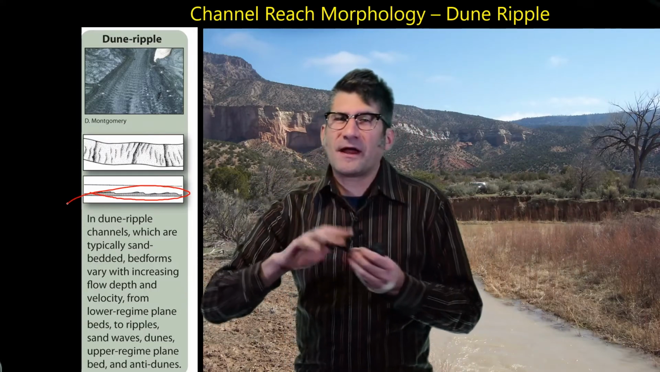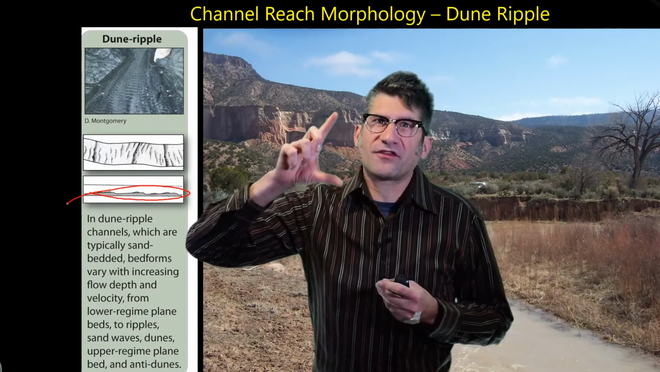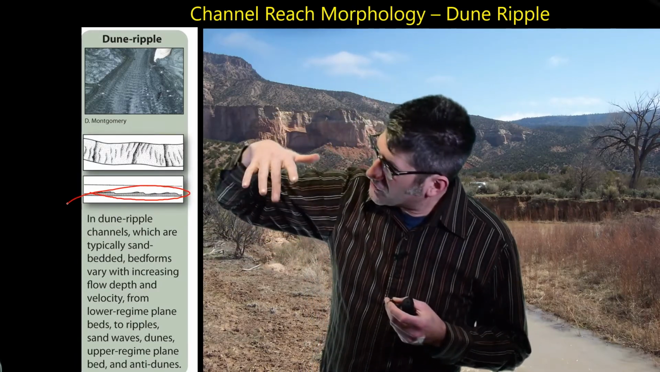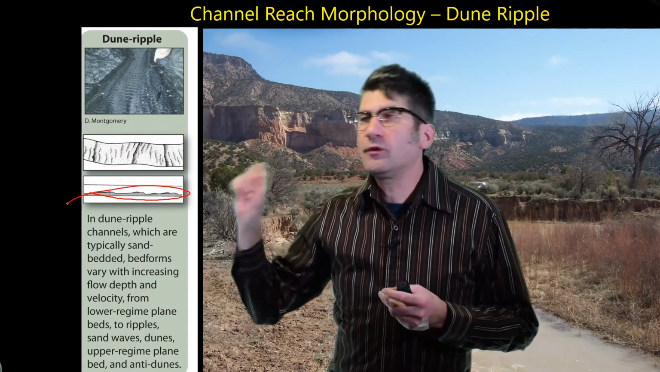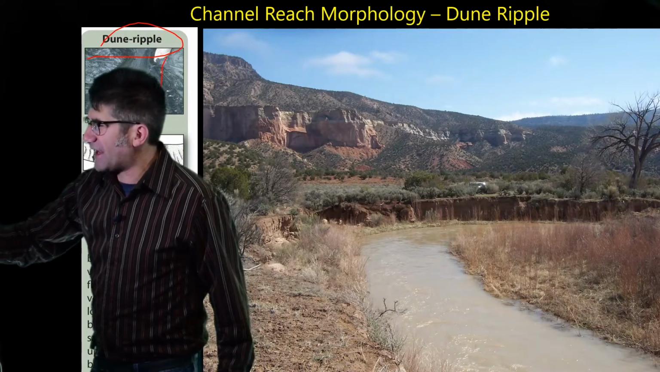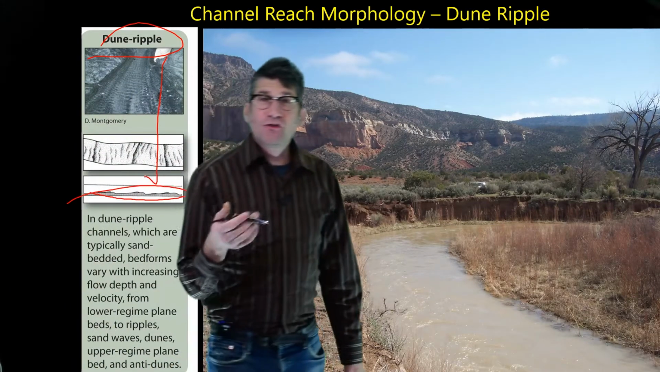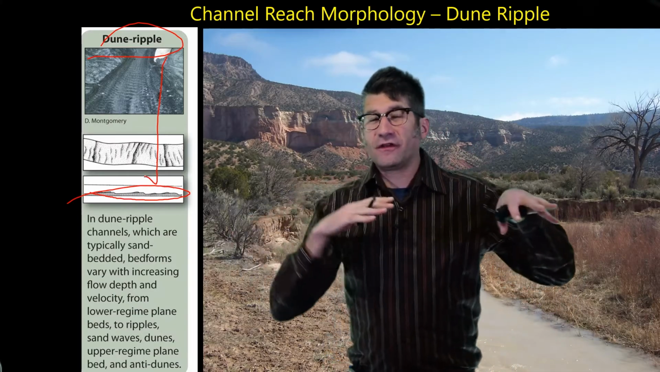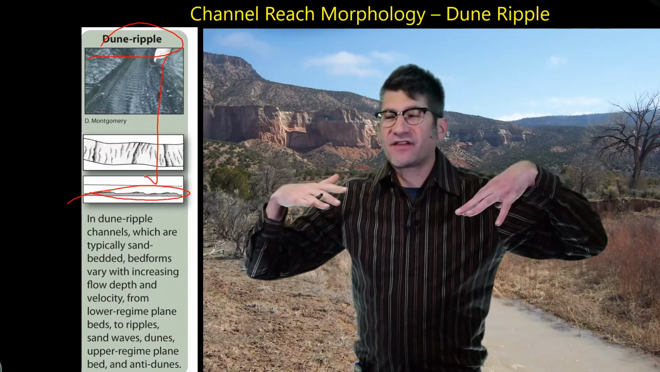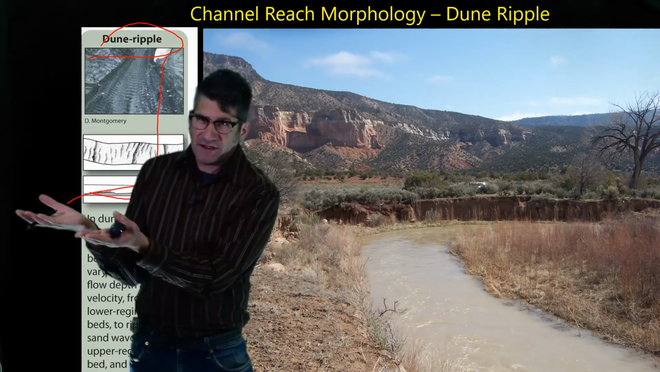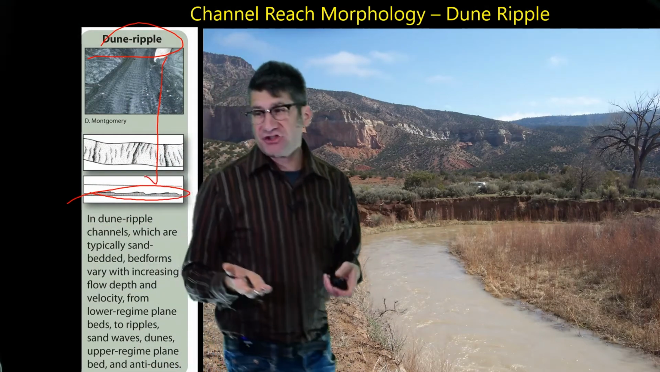So we talked about, depending on flow depth and velocity, we'll develop ripple and dune sediment structures in the channel. Well, the dune ripple morphology right here represents the movement of dunes and potentially anti-dunes along the channel bed. So these are relatively low gradient where we have abundant sediment supply and high discharges, and we're moving that sediment in ripples and dunes down the channel.